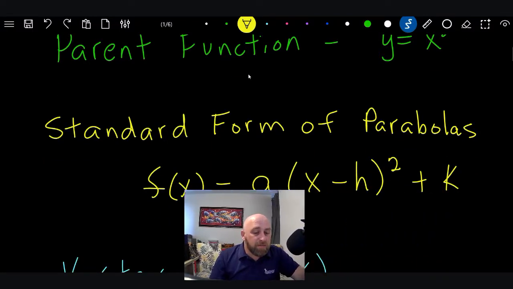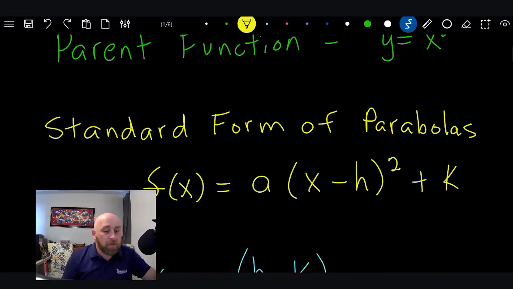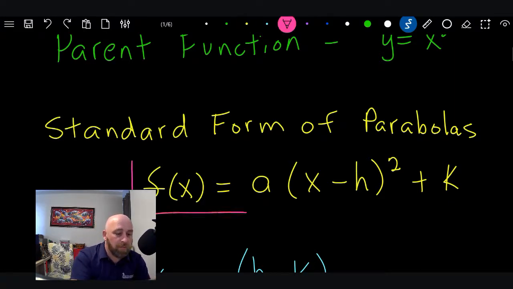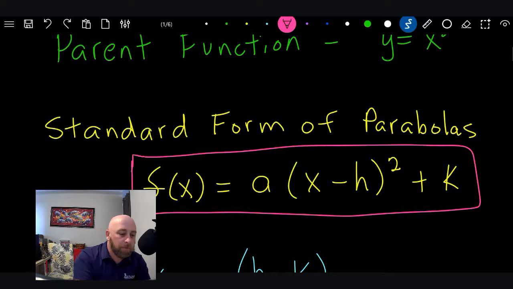The standard form of parabolas. You need to memorize this. This is so very important to what we're doing. The standard form of the parabola is function of x equals a, parenthesis, x minus h, close parenthesis, squared, plus k. Man, that is super important.